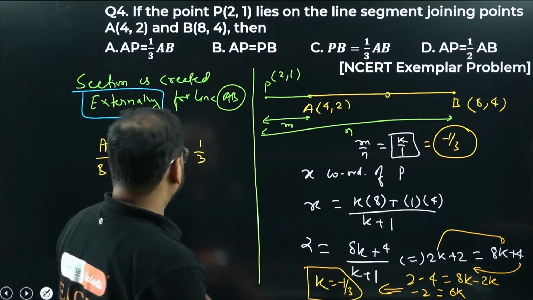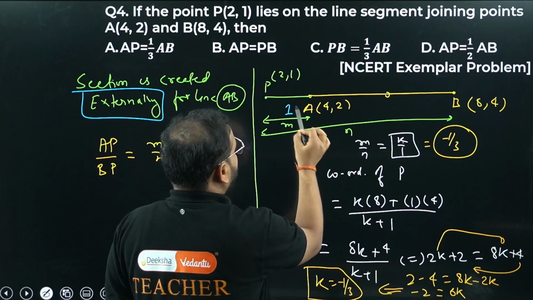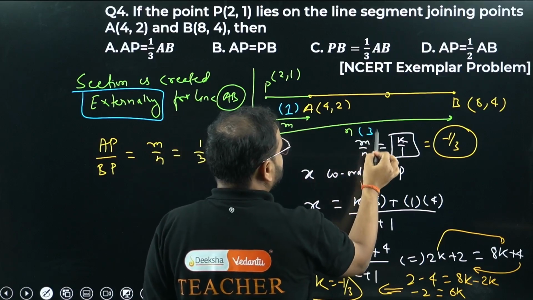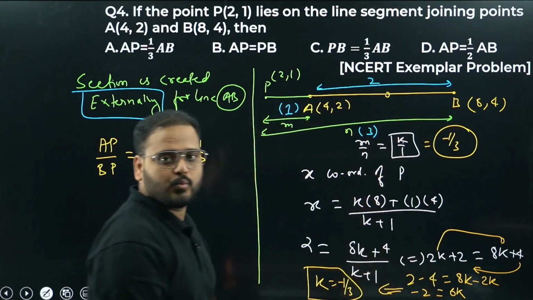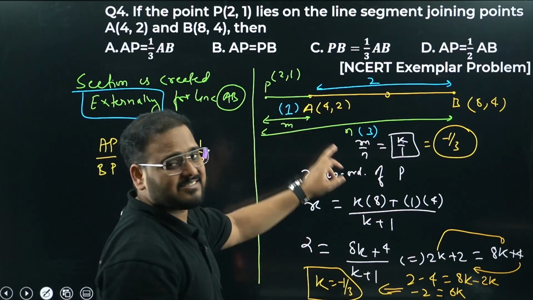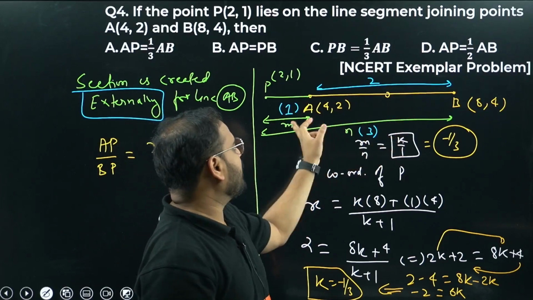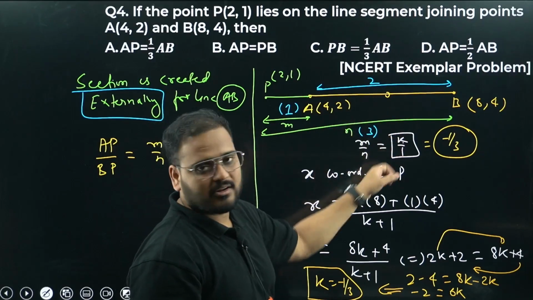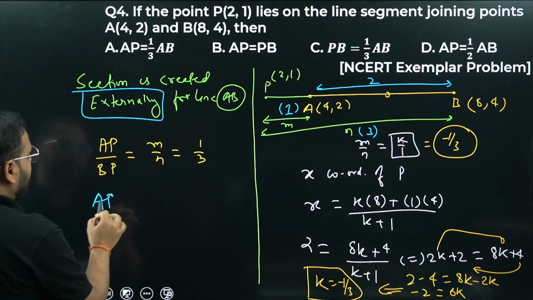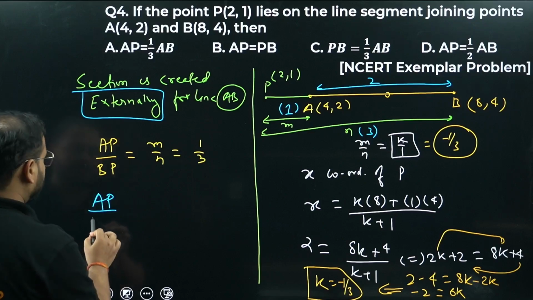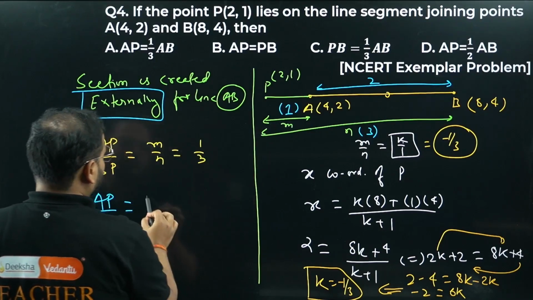But check here, if this is 1 and this is 3, how much is this going to be, from here to here only? 2. If I take this to be 1x, this has to be 3x. What is this going to be? 2x, right? 1, 3, 2. 1 plus 2 will be 3, so 1x plus 2x is 3x, correct? So I can write this, very important, AP upon AB.